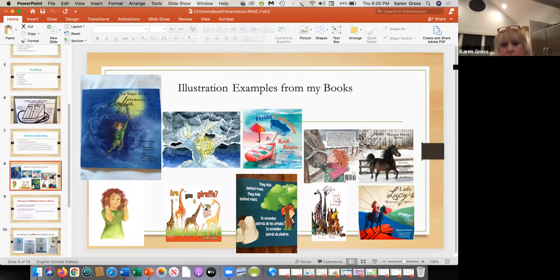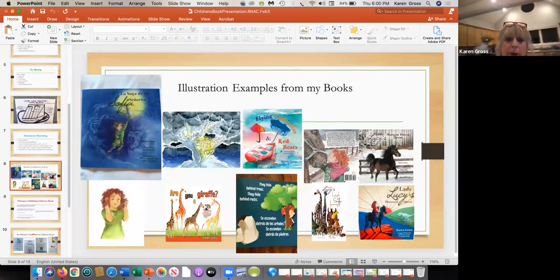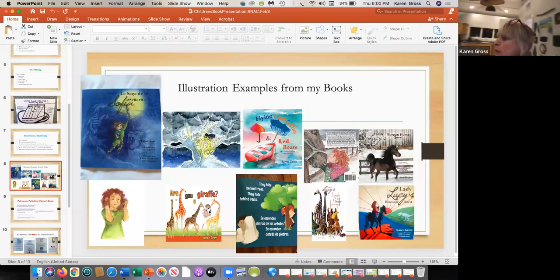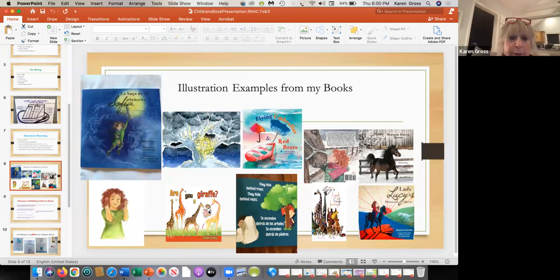Now, Are You a Giraffe, which is a prequel, has the Lady Lucy figures, no wrinkles, from the original story. And then it uses sort of clip art versions of giraffes throughout the book. So that book combines clip art together with the illustrations from the first book.